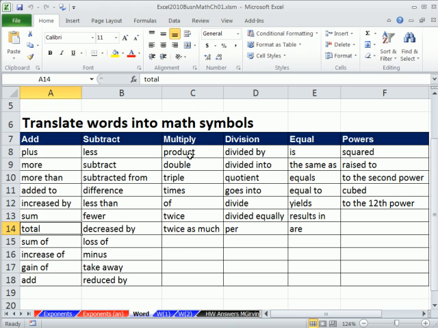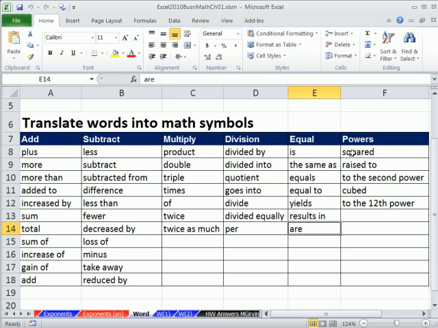For multiply: product, double, triple, times, of, twice as much. Those all mean multiply. Division: divided by, divided into, quotient, goes into, divided equally, and per, right? Miles per hour. That's division. Anytime you see per, it means division. Equal: is, are are the most common. The same as, equals, equal to, yields, resultant. Probably equals and equal to are just as common as is and are.